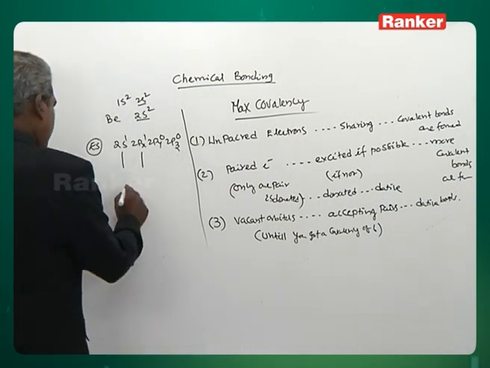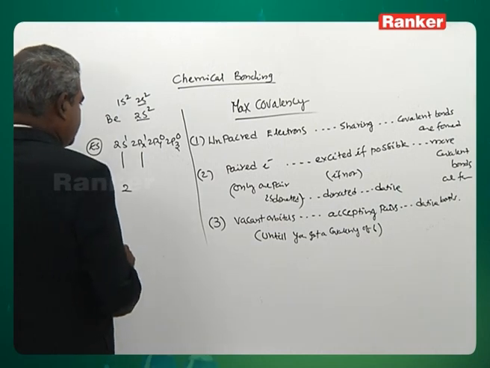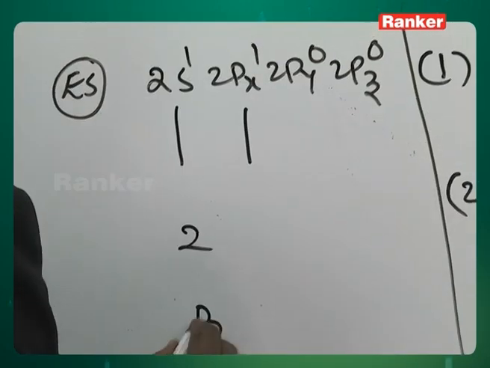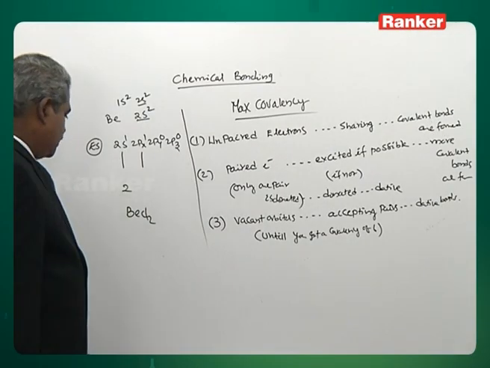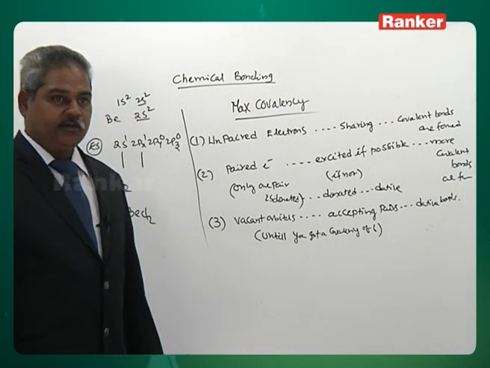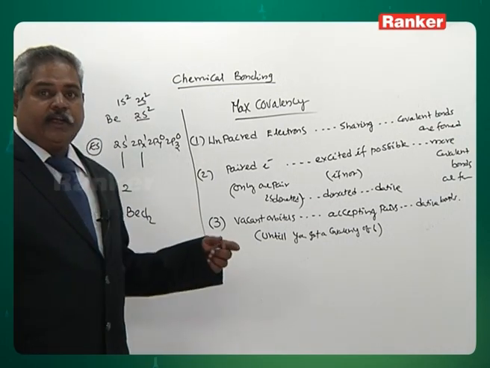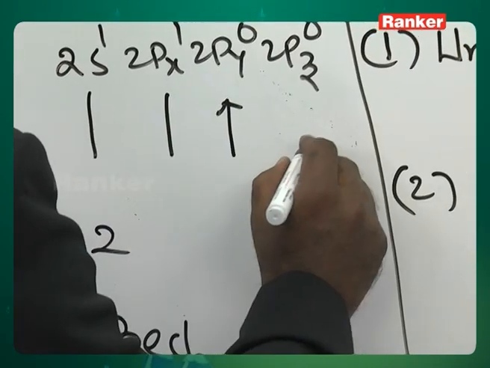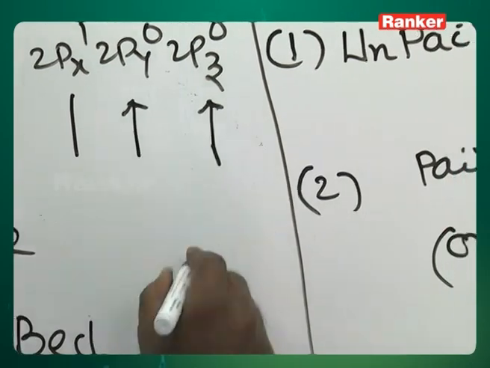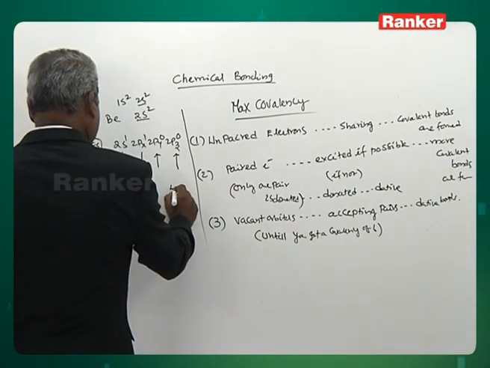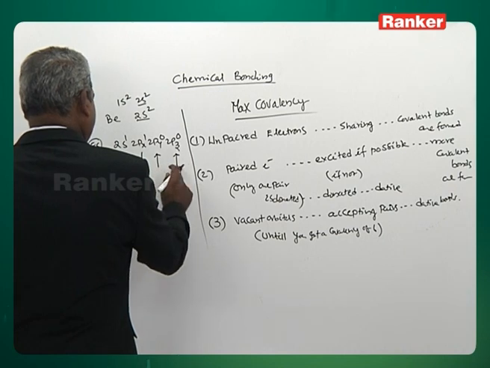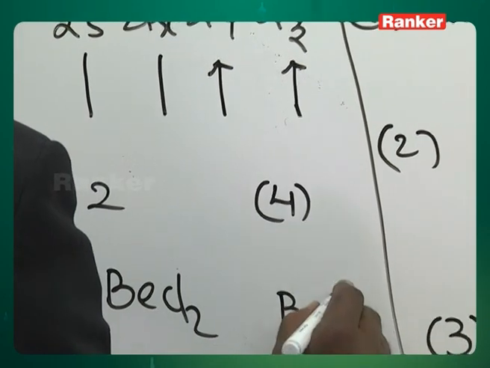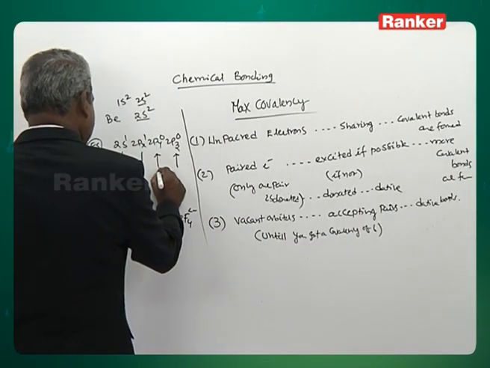So beryllium forms 2 bonds by sharing, for example BeCl2. And what else can it do? It has vacant orbitals. So if someone donates a pair of electrons, it is ready to accept, and it becomes 4. It will accept 2 more pairs, as in BeF4 2 minus. It has accepted 2 pairs.